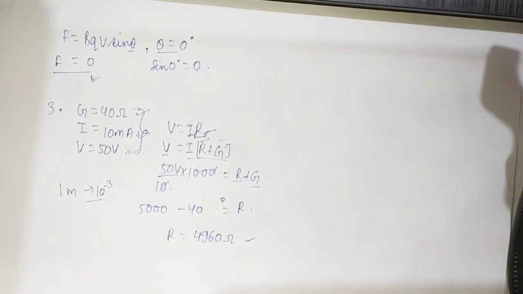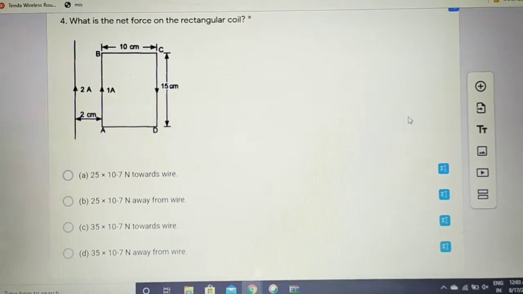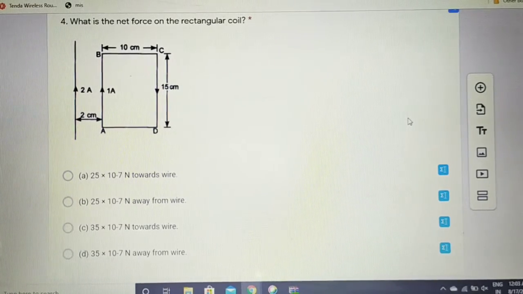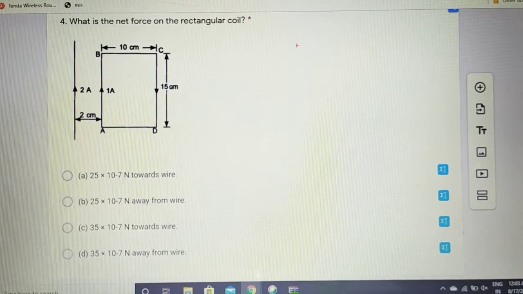Now let us move to the next question. The next question is, what is the net force on the rectangular coil? You can see here the rectangular coil, and we have to find the net force on this coil. And see the diagram given to us.